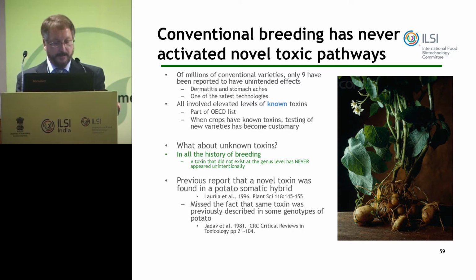In 1996, where they found a novel toxin in a potato somatic hybrid, and they are using that as proof that novel toxins can appear. The only problem is that that very same toxin was described in potato in 1981. So I get back to my premise. In all of breeding, we have never come up with an unknown toxin.